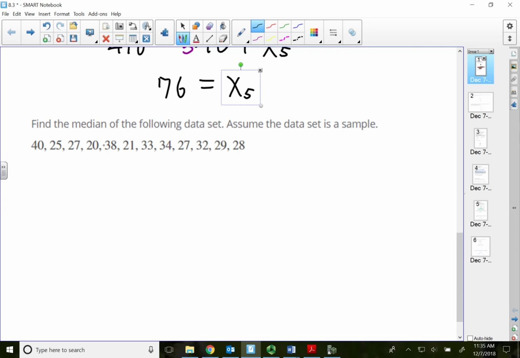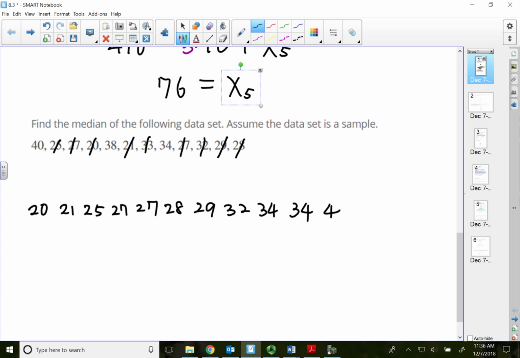To me, it seems that it's 20, so I'm going to put 20 right here. The next one is 21, 25, 27, 27, 28, 29. All right, 30. Do I got 30? Nope. 31, 32, 33, 34, and 40. All right, let's see, 1, 2, 3, 4, 5, 6, 7, 8, 9, 10, 11.